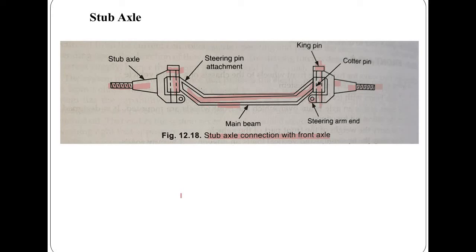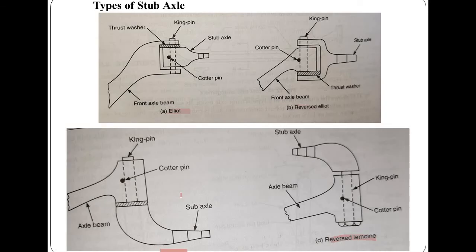So let's discuss the types of the stub axle. As the diagram shows, there are different methods used for pivoting the stub axles. These methods are designated as Elliott, reversed Elliott, then this is Lemoine, and here this is the reversed Lemoine.